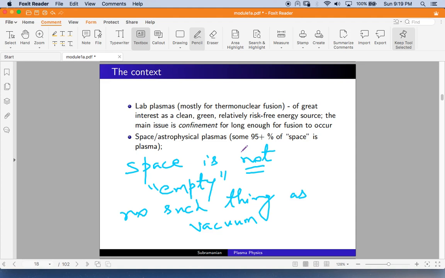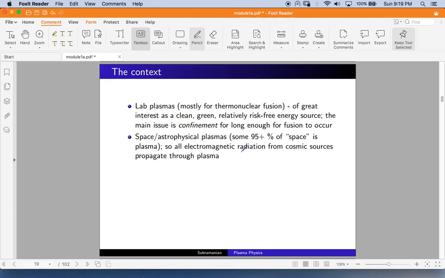So you can say that's one of the broad motivations for studying plasmas in the astrophysical context. All electromagnetic radiation from cosmic sources propagates through a plasma, and so you need to understand the properties of the plasma to understand how the radiation is affected by the fact that it propagates through the plasma.